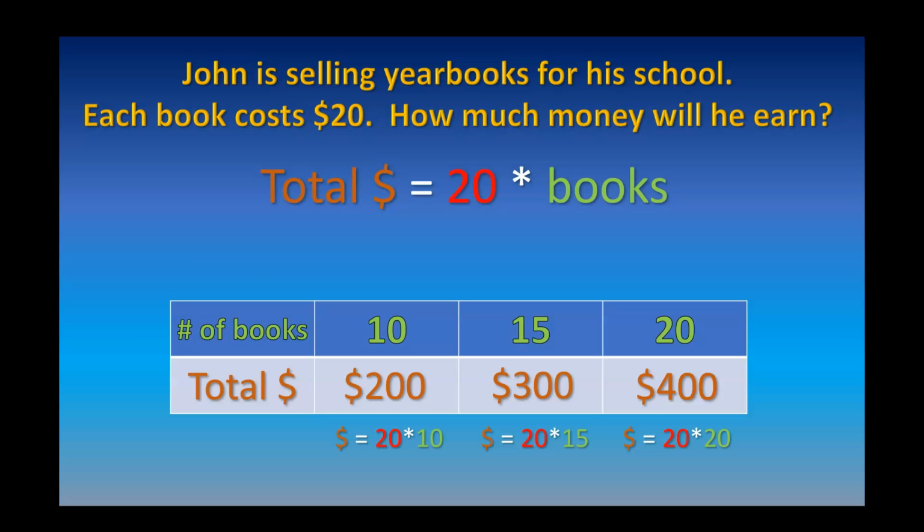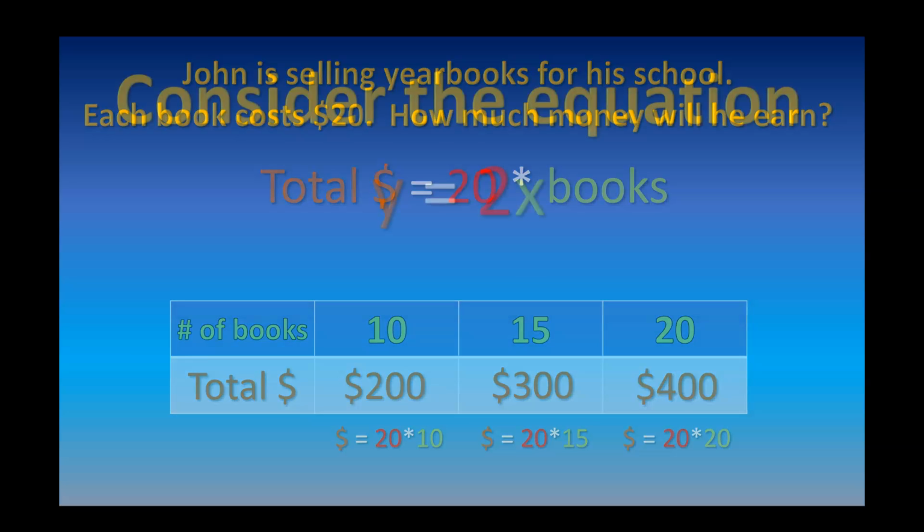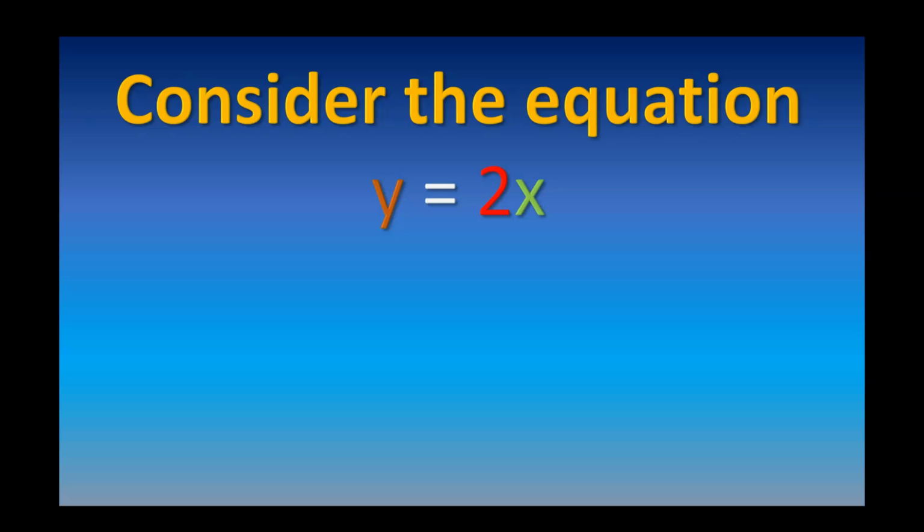This is a very simple form of a linear equation, and we can turn it into a more direct mathematical form by replacing the orange total amount of money earned with a y and the green number of books sold with an x. We're also going to simplify the number 20 down to just 2. But it works the same way as the previous slide.